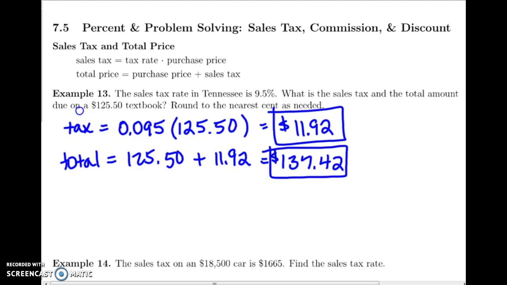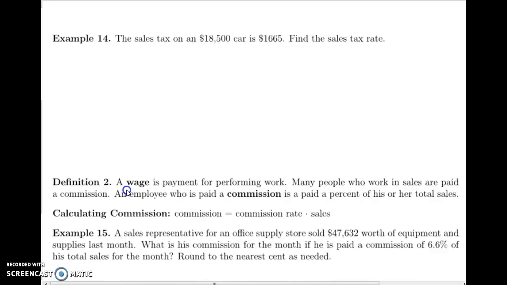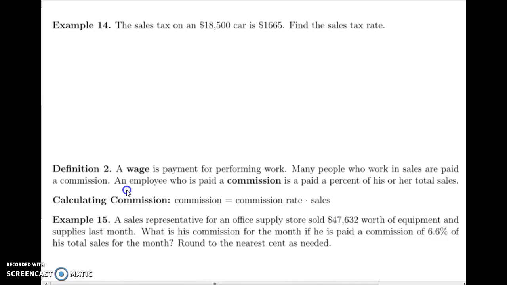All right. Okay, so example 14. The sales tax on an $18,500 car is $1,665. Find the sales tax rate. So remember, in this chapter, whenever you see the word rate, that means percent. And really it's the percent as a decimal. So we're going to be looking for the percent.